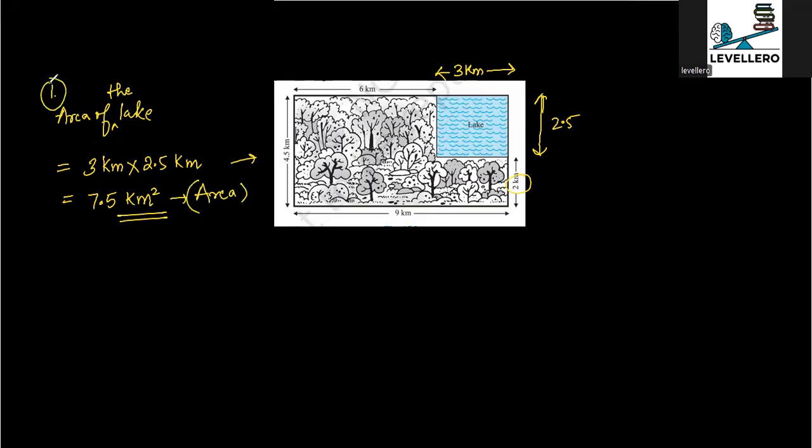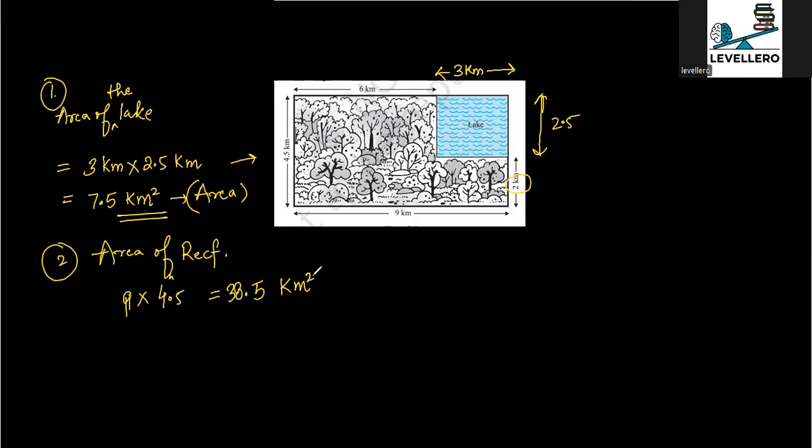Now, what is the area of the whole rectangular region? Because this becomes a sample space for us. Now, the area of the lake is 7.5. Area of the rectangle is going to be 9 times 4.5, which is 38.5 kilometers squared.